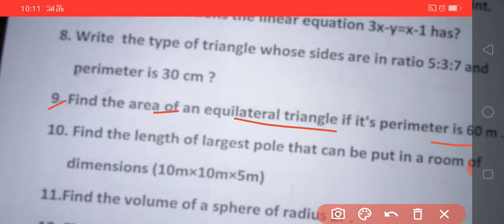Come to question number 9. Find the area of equilateral triangle with the perimeter 60 meter. Okay, you know that perimeter 60 means all the sides in the equilateral triangle are of equal measurements. You know this. So it is x, x and x. So x plus x plus x is 3x, you know that, and perimeter we have given 60.